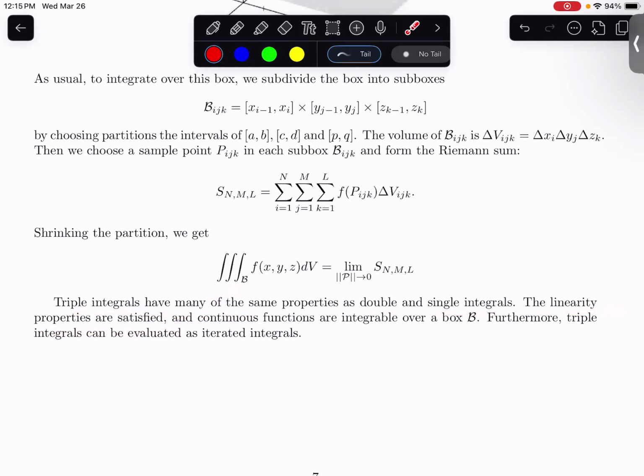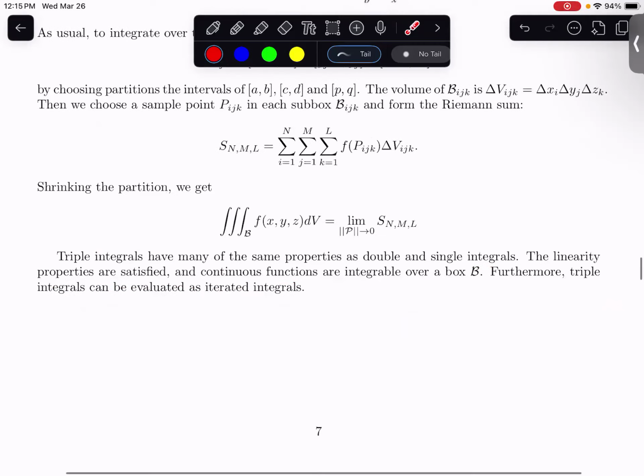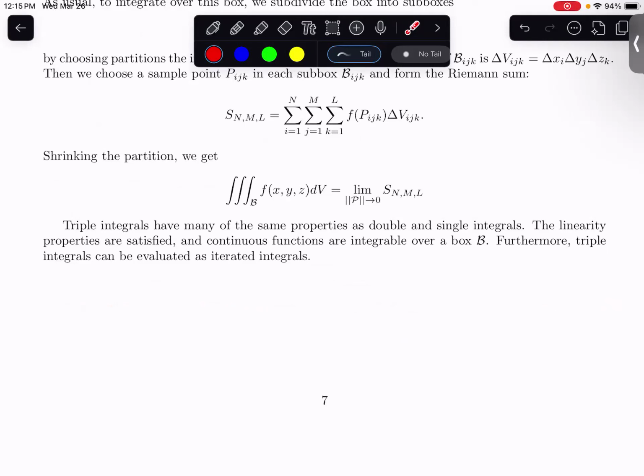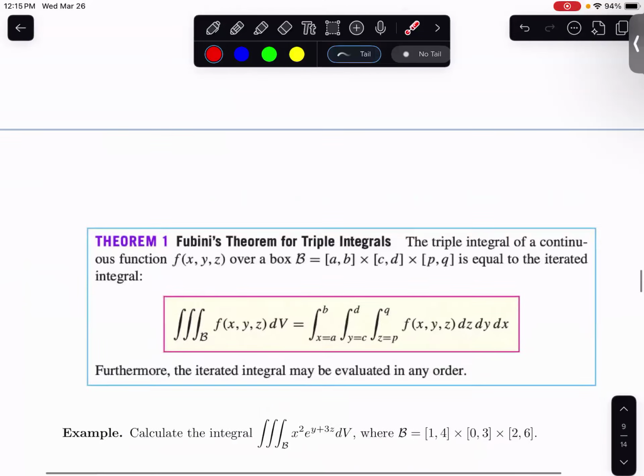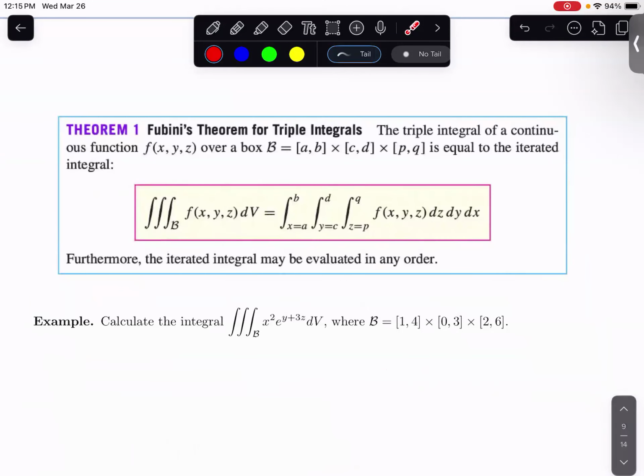And continuous functions are integrable over a box B. The main takeaway here is how we're always going to be computing triple integrals, at least up until chapter 17. The main point is that these triple integrals can be evaluated as iterated integrals. So you can just compute them by doing the fundamental theorem of calculus 3 times in a row. It's just more work, pretty much. At this point, all it means is that you just have to do more integrals. So conceptually, it's not terrible. You just have to compute 3 integrals is what it's really saying.